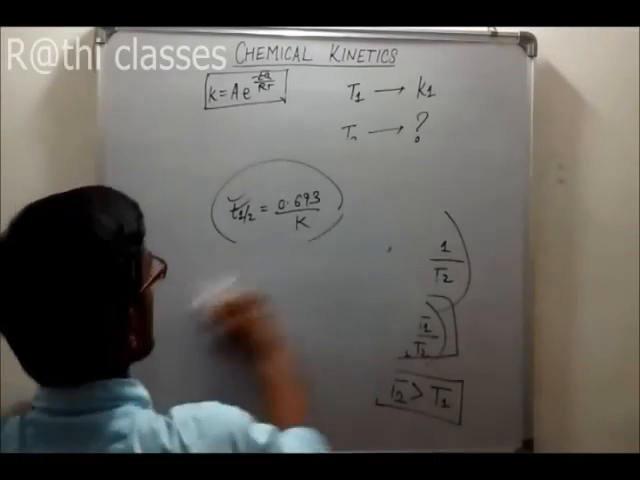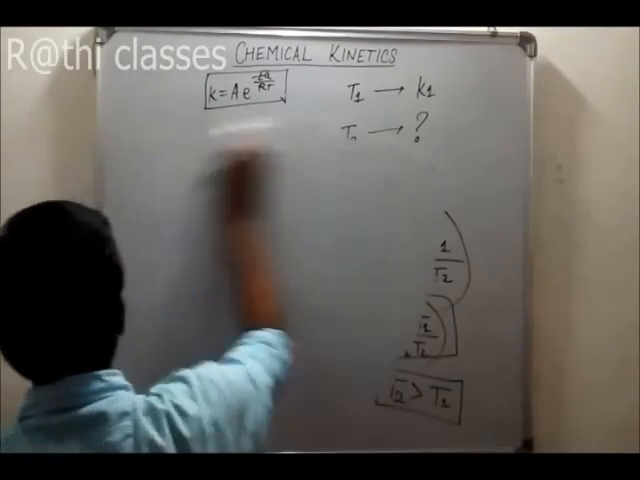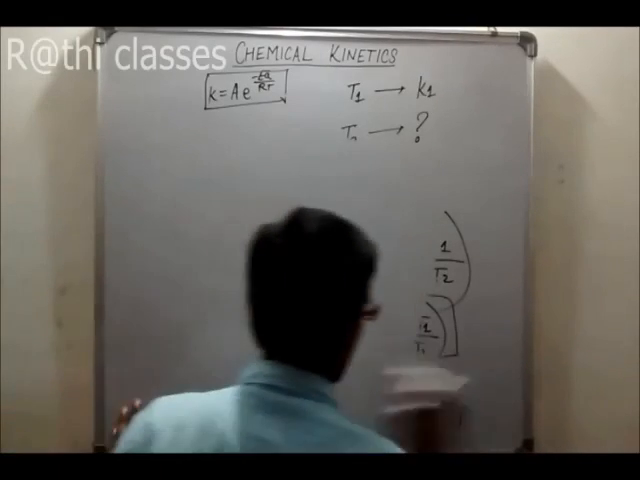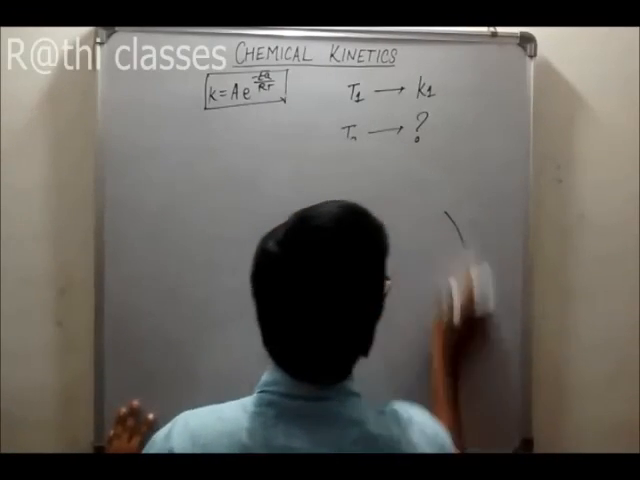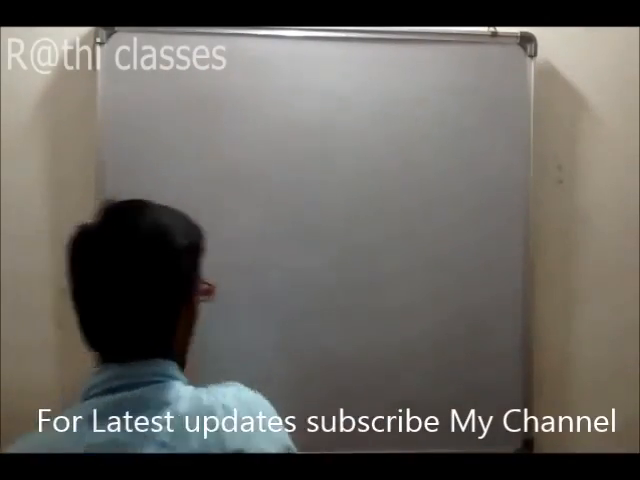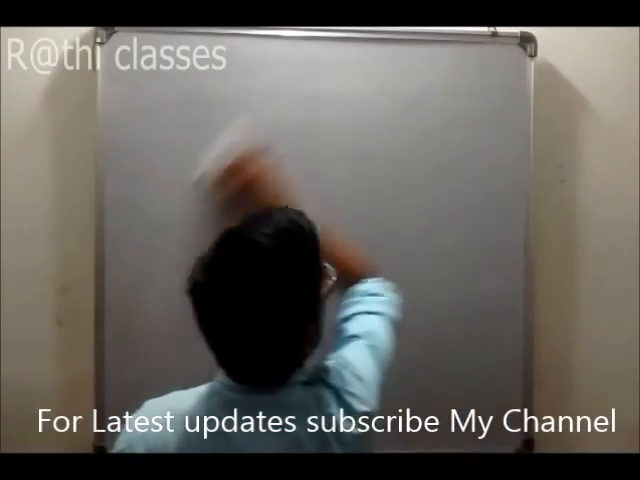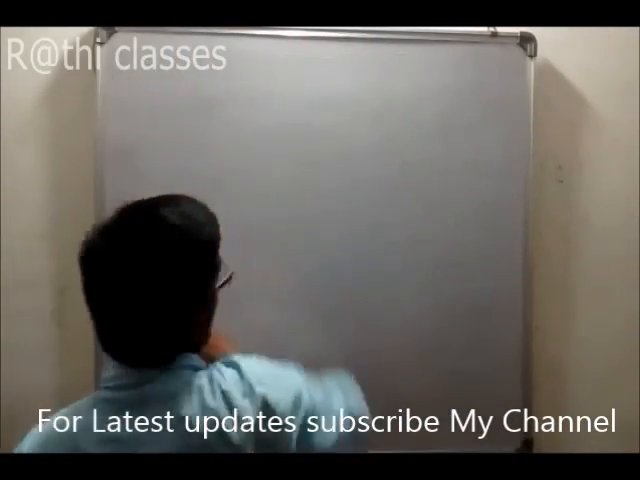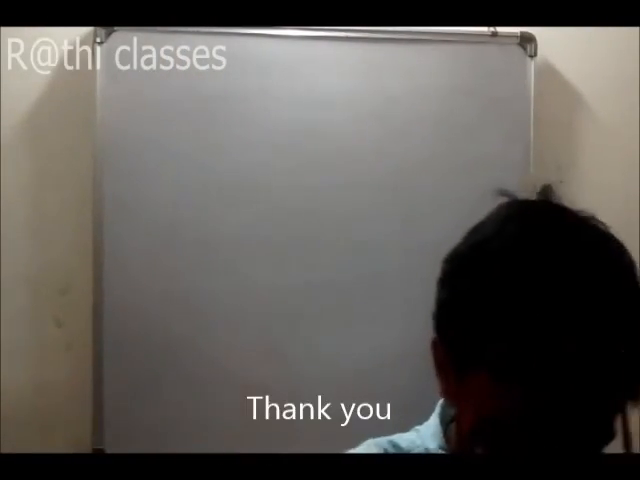So this was the theory for this chapter, Chemical Kinetics, and you may now get your hands on problem solving, right? You may start problem solving. This was the complete theory of Chemical Kinetics.